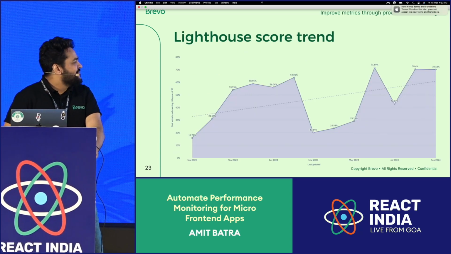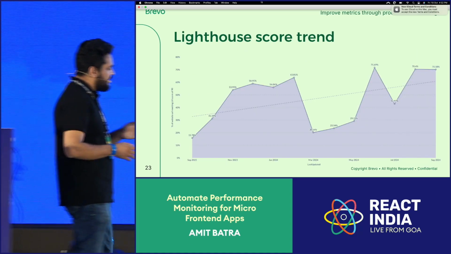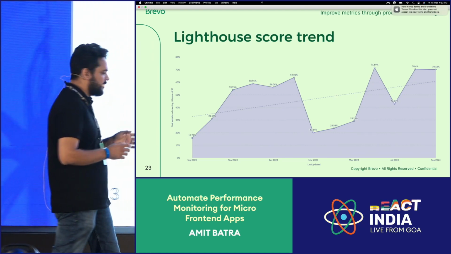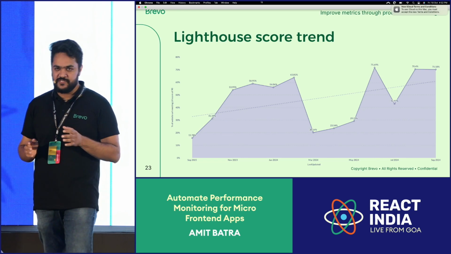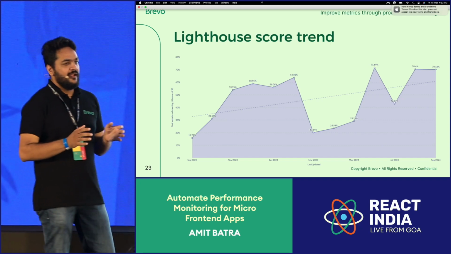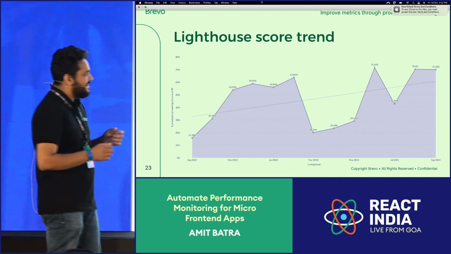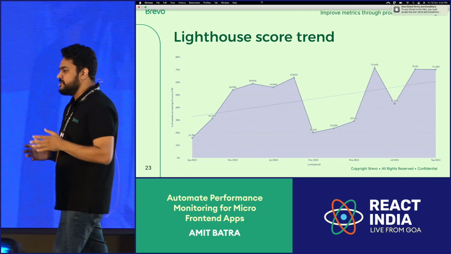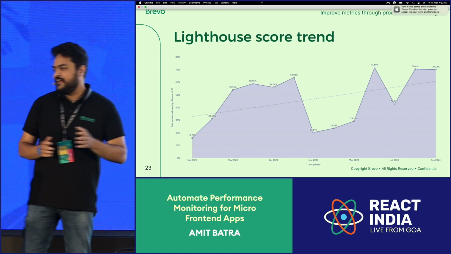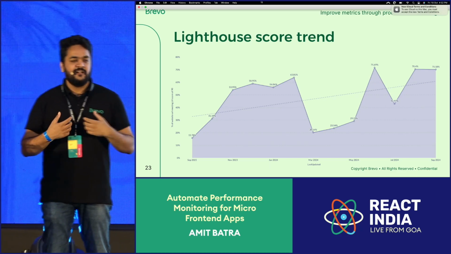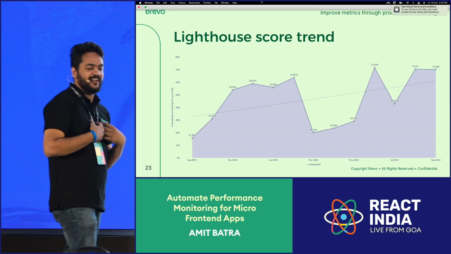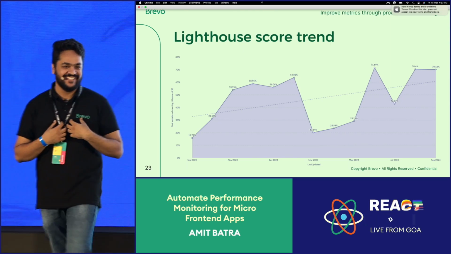Here's the result. When we first integrated this, back in September 2023, only 15% of URLs were meeting the Lighthouse score of 90. It was quite hard for us to digest that. And today, about 70% of our URLs are meeting the Lighthouse score of 90. And as a developer, I understand the pain, because it's easy to go from 50 to 90, but it's hard to go from 88 to 90.